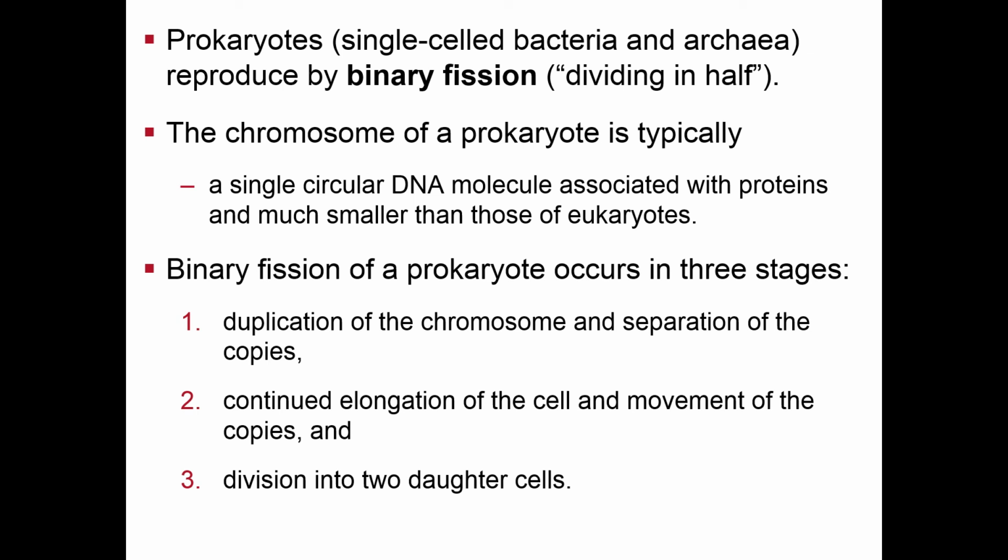Alright, so there are three main phases to binary fission. First, you have the replication of the bacterial chromosome. Then you have the separation of the copies of your bacterial chromosomes. As this is taking place, the bacterial cell is elongating, and the copies of these chromosomes are moving towards opposite ends or poles of the cell, until eventually they're going to be physically divided into two new daughter cells.